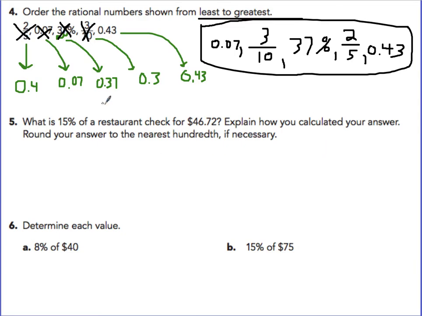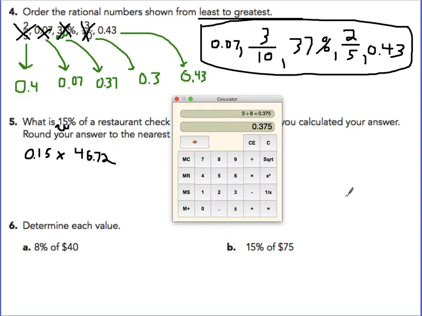All right, next one. What is 15% of a restaurant check? That is $46.72. Explain how you calculated your answer. Round to the nearest hundredth if necessary. So we're going to change this percent into a decimal. Move it 2 spaces to the left. That's dividing by 100. So we're going to do 15% of, remember, times $46.72. So I'm going to go ahead and use my calculator again.